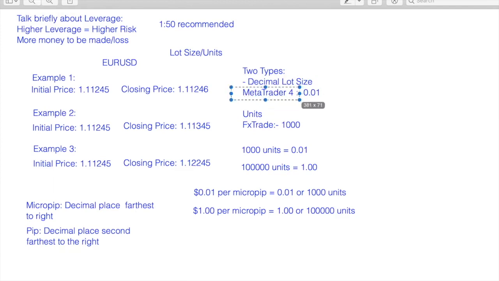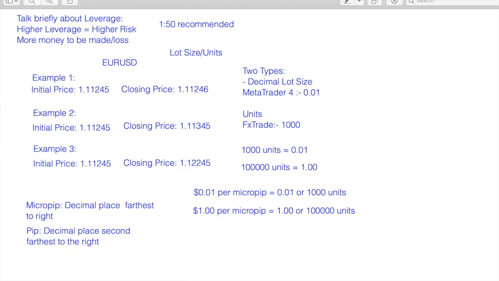MetaTrader 4 is the app where I actually conduct trades. And when you're trying to buy a currency, it's going to ask you what lot size you want to buy it at. And so it's probably going to start off with 0.01, and you can increase that to whatever number you'd like to, even up to 50 or 100. And that just depends on how much leverage you have.